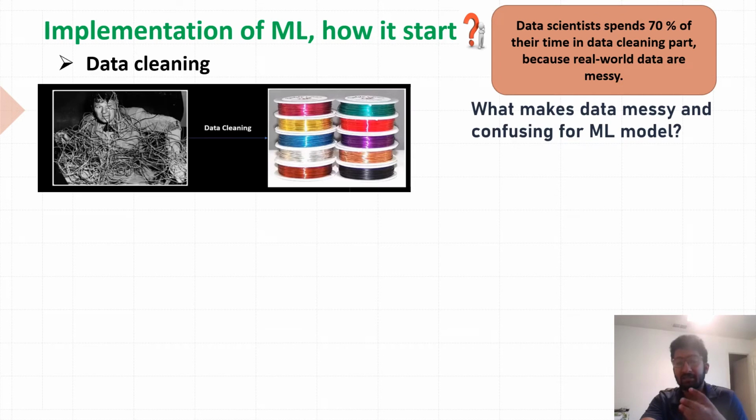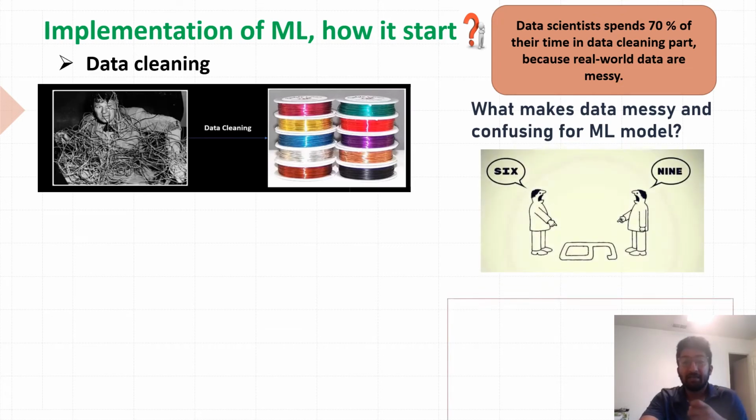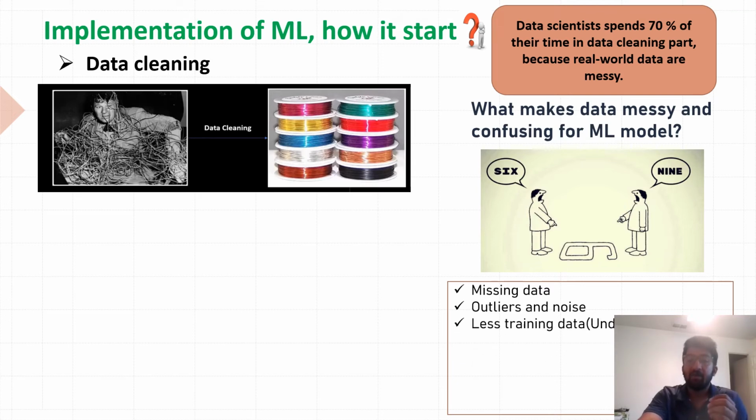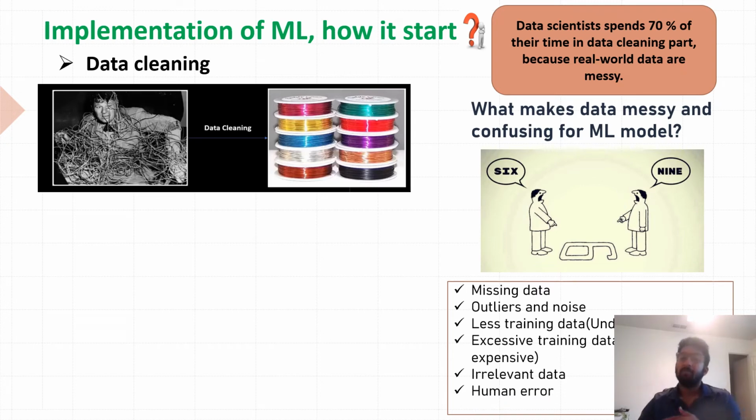But what makes the data messy, and confuses the machine learning model? The first thing is missing data, because when we are recording the data, there might be a power trip and you are not able to measure the data. There may also be outliers and noise because the instrument might not accurately measure the data every time. There might be very little training data, or excessive training data. There are situations where we are not able to record data for a long time, or we have a lot of data, so that's also one of the problems. And there may be many irrelevant data, or some human error. So data cleaning is a very important step here.